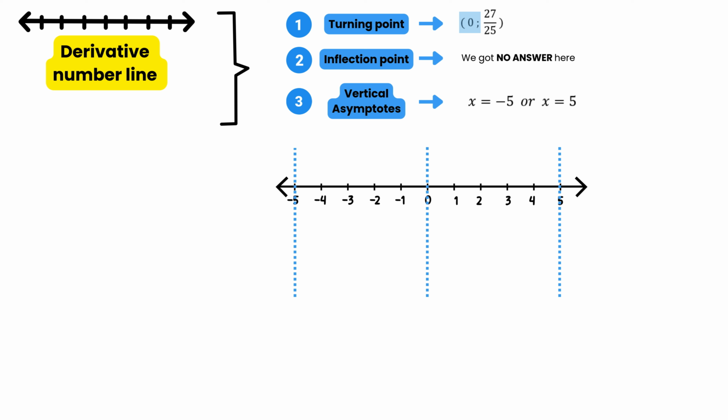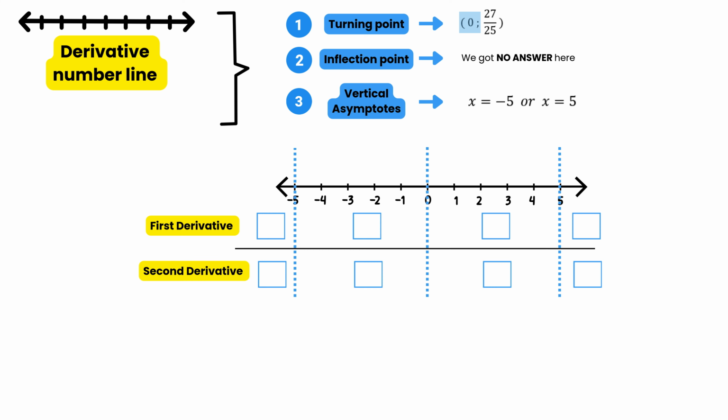Now for the next step of our derivative number line. We are going to add the first and second derivatives to it. What we want to do now is plug in values into the first and second derivatives that make sense based on our number line.